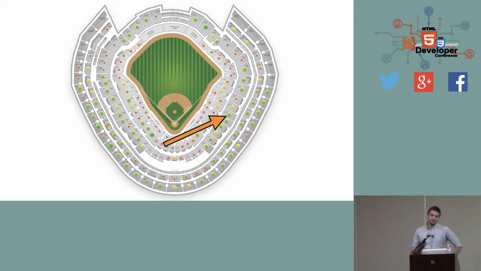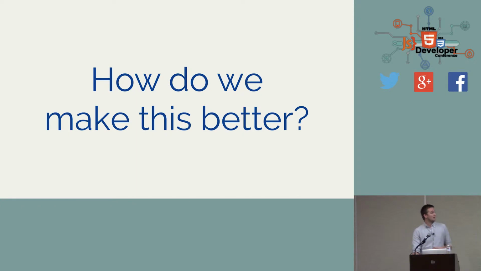The issue is, let's say we want to hit that marker right over there. It's about a 10 pixel by 10 pixel area, and there's a few hundred of them on the screen, and it really makes the page feel like this. This is not how you want your UI to be. So how do we make this experience of clicking around on a map to find the best deal at a sports game better?